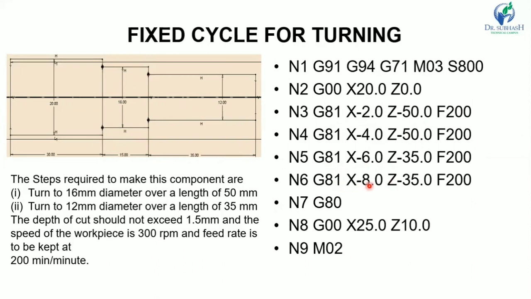Then G81 X-8, Z35. So now it becomes -8. That means 20 minus 8, so it becomes 12 mm. Then G80, that means the CAN cycle cancel. Then G00 X25 Z10, and now end of program. So in this way we can use the CAN cycle for turning.